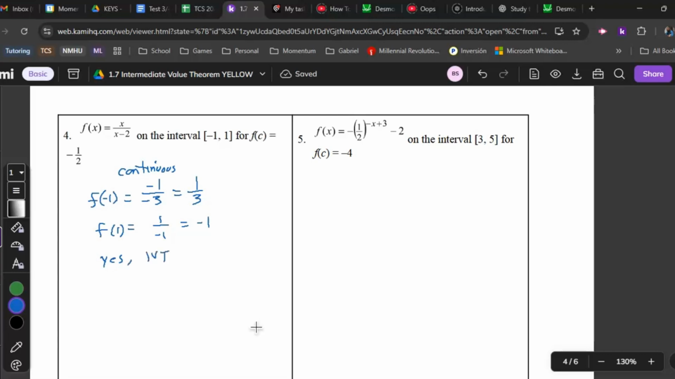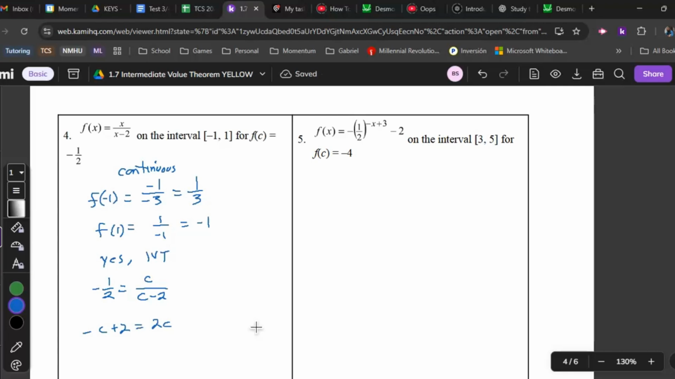Yes, IVT. So then we can go ahead and work out what c is. Let's start with the -1/2. We know that -1/2 is going to be equal to some value of c over c minus 2. At that point, I can't really solve this with rational expressions, so I'm going to cross multiply, which really just means I'm going to eliminate my fractions. So I'm going to get -c plus 2 equals 2c.